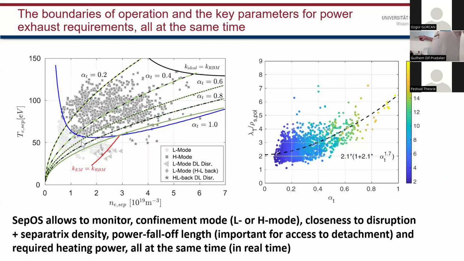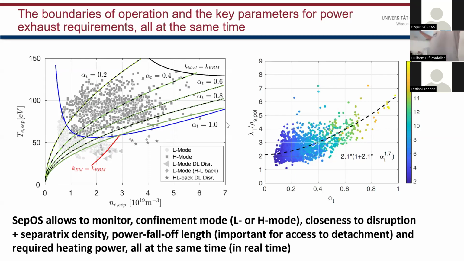Yeah, and the best is these boundary layers. This separatrix operational space now allows us to monitor the confinement modes, L or H mode, but also the closeness to the disruption, I come to this later. But you also see with the separatrix density, you have also the power fall-off length, because you have the scaling laws depending on alpha t, and you have iso alpha t lines, so you can see how much the divertor is broadening. So you have all important quantities for the access to detachment on the same page.